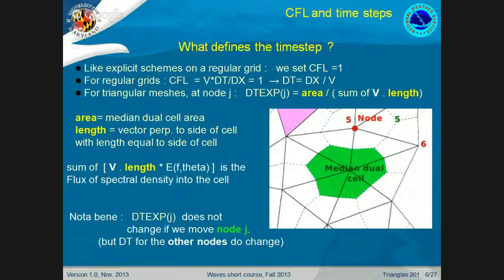That will not work, because the area of that cell is independent of the position of the point. It's because the area of that cell is only a function of the area of this big hexagon and not where the point is. You can do the maths, you'll see that. So if you just move this point number j, the time step at j will not change. So what you need to do is to move the neighbors.